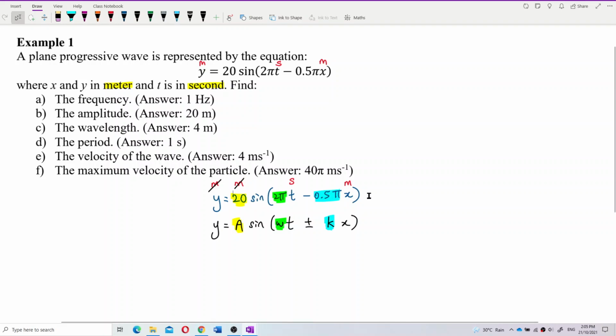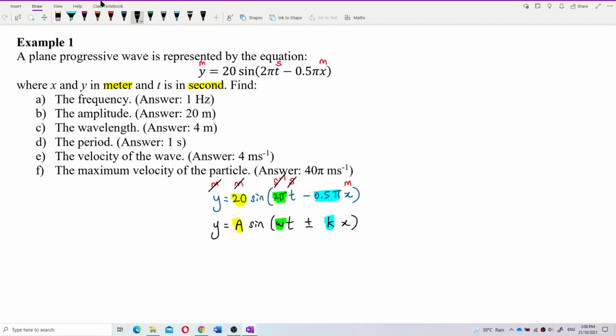The sine here has no unit because trigonometry has no unit. So the amplitude has the same unit as the displacement. And then for this 2 pi t, 2 pi is the omega. If time is in second, then 2 pi or the omega must be per second. The unit of this must be per second. Understand or not? Then only can it be cancelled off. But of course we don't cancel. I just show you that it can be cancelled.